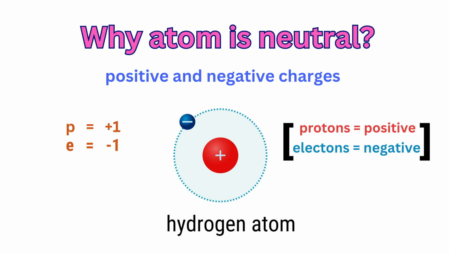Let me do a little math here. We know that positive 1 and -1 cancel out each other, so the net charge becomes 0. You can say that positive and negative charges neutralize themselves. So a hydrogen atom is a neutral particle.